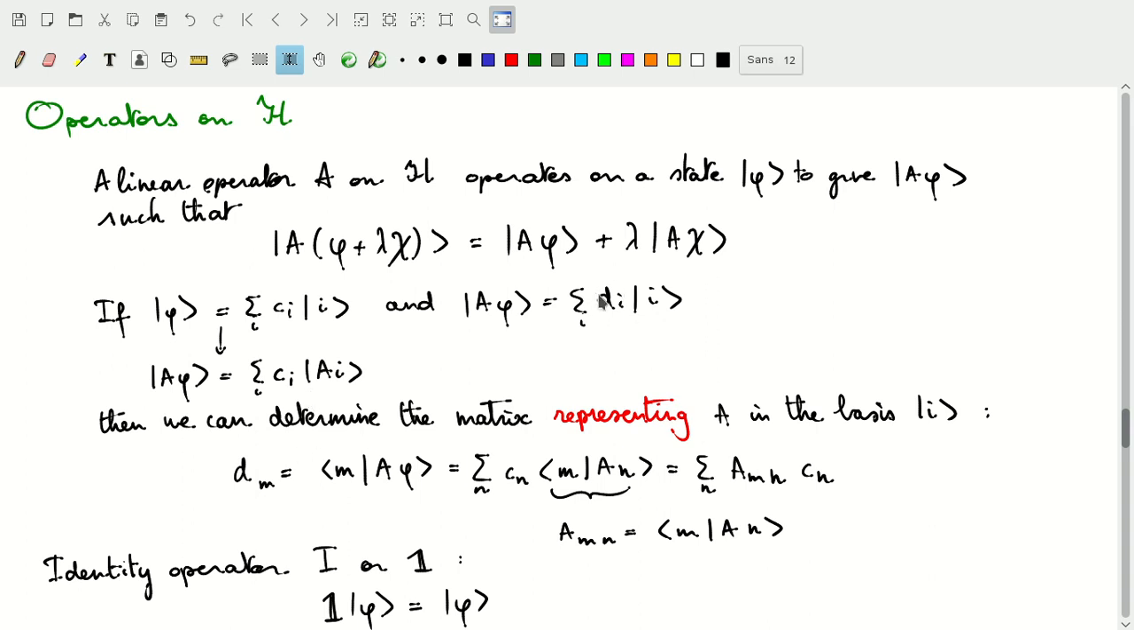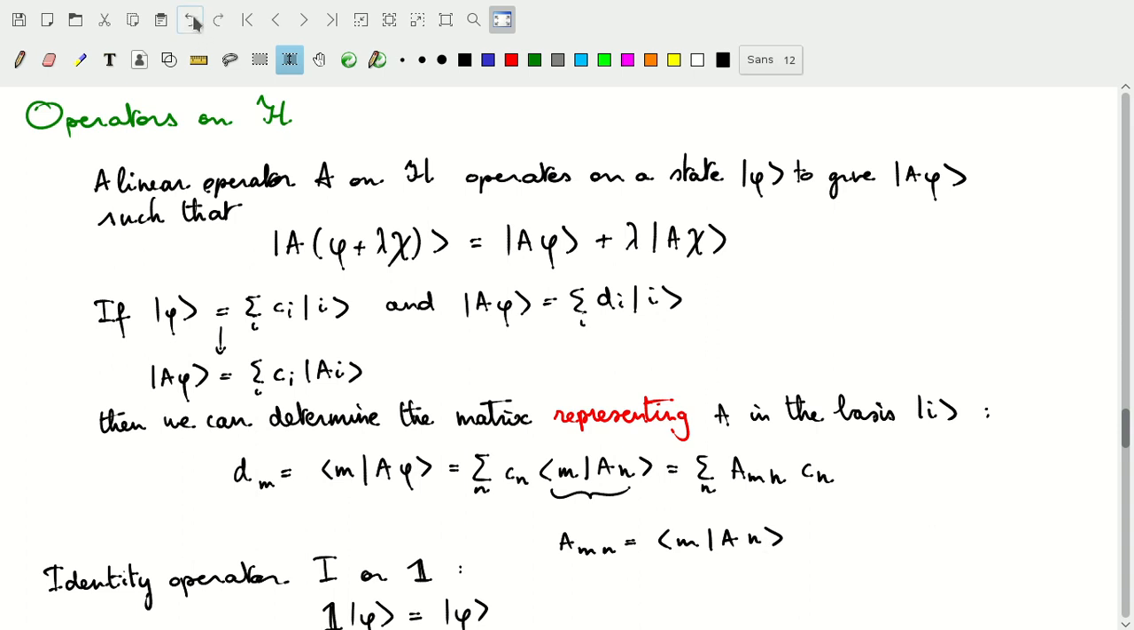If we now try to determine d sub i, as we did earlier, by taking the inner product with our basis vector m to calculate d sub m, then we'll find that we can represent our linear operator through a matrix that has as its coefficients the inner product of m with A operating on basis vector n. So this gives us a way of representing an operator in the basis, given a set of basis vectors numbered by i or by m or n.